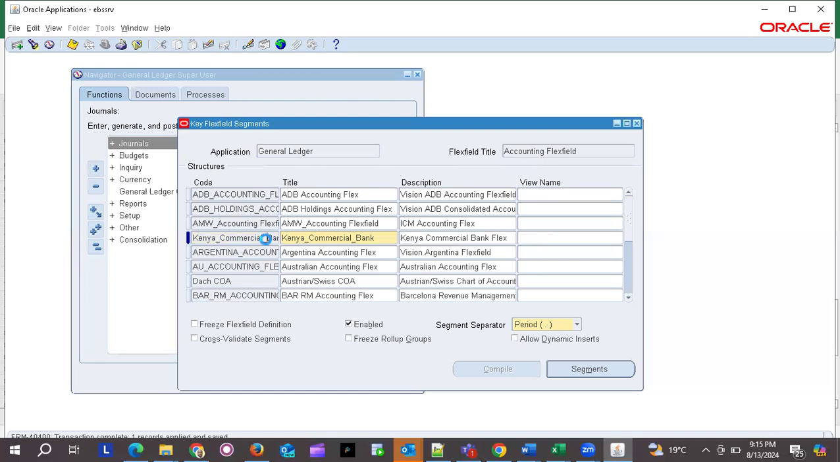Once you have saved, this field of code gets grayed out. You cannot create anything. You cannot make any change on it. Even if you go to Oracle themselves, they cannot change this one for you. So you have to be very keen when you are defining this, so that you are able to provide or save the most important information.